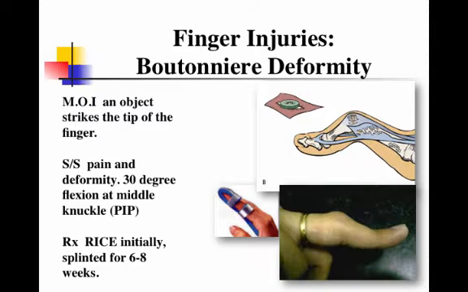Boutonniere or buttonhole deformity occurs when this extensor tendon now tears at the middle joint of the finger, referred to as the proximal interphalangeal joint, or the PIP. The result is that the middle joint flexes and the last joint cannot be extended. RICE is initially used, and the athlete is fitted with a finger brace for 5 to 8 weeks.